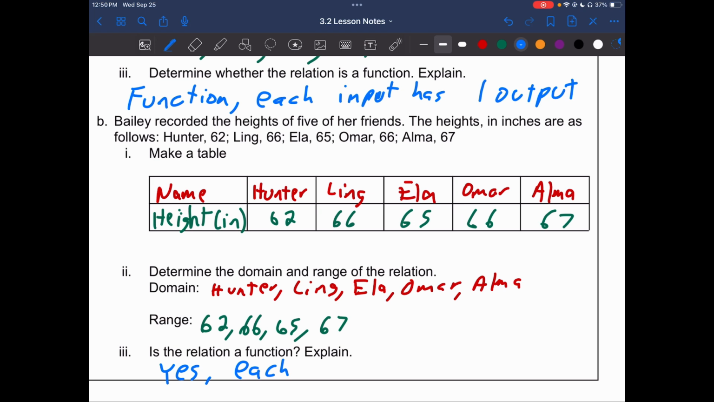Each input has one output. It'd be a little strange if Hunter had 2 different heights associated with him being measured at the same time. That'd be kind of weird. Somebody's doing something wrong, or something is being changed about the scenario.